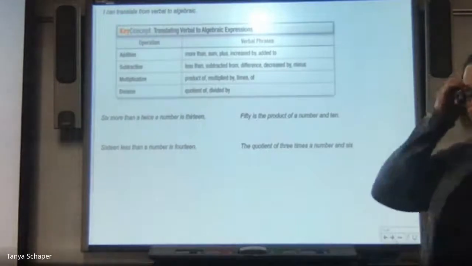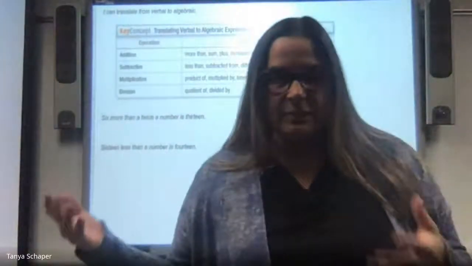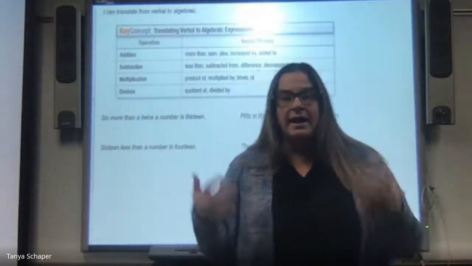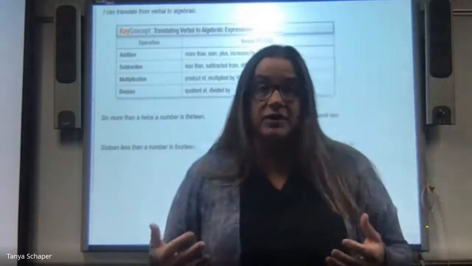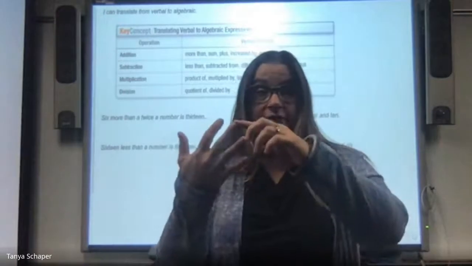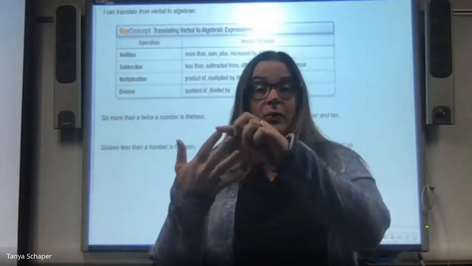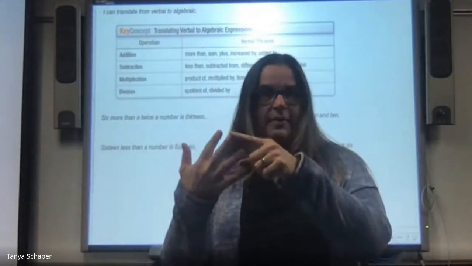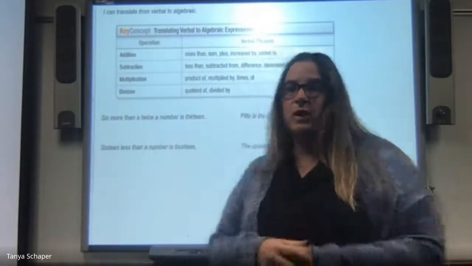So to start out with, we need to be able to take something from words and put it into numbers, all right? And again, that builds on the 4 forms of functions. We're looking at t-tables, graphs, verbal, algebraic. This morning, we're going to be working on going from verbal words to algebraic numbers and symbols, okay? That's what we're working on.